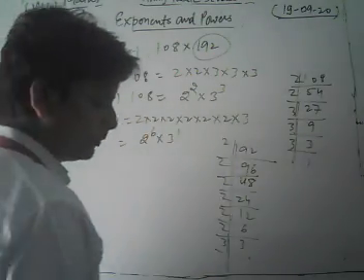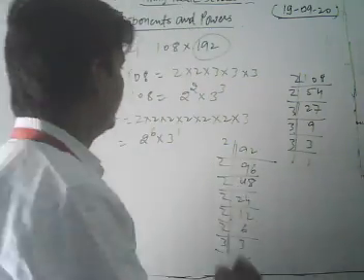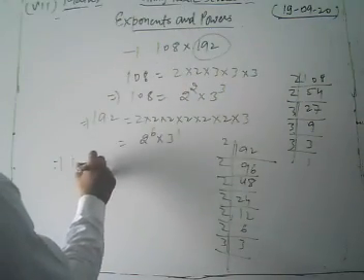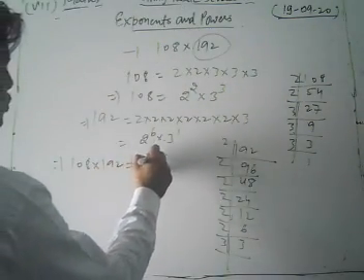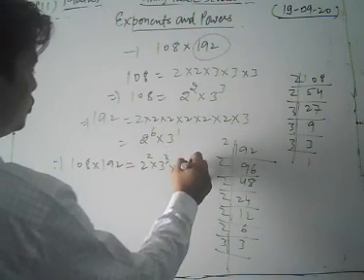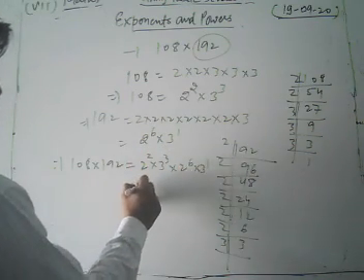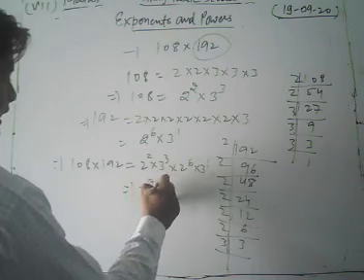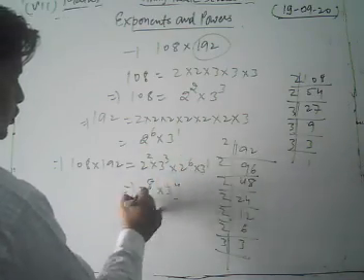Now what I do? Let's see. We can write 108 into 192 as 2 power 2 into 3 power 3 into 2 power 6 into 3 power 1. Now we get 2 power 8 into 3 power 4. This is our final answer.